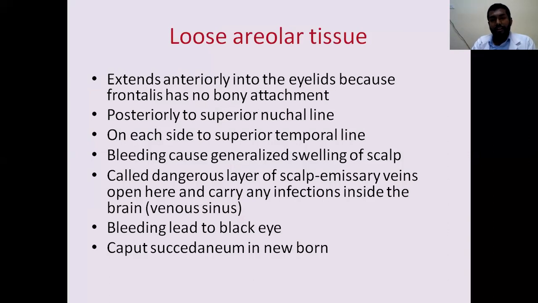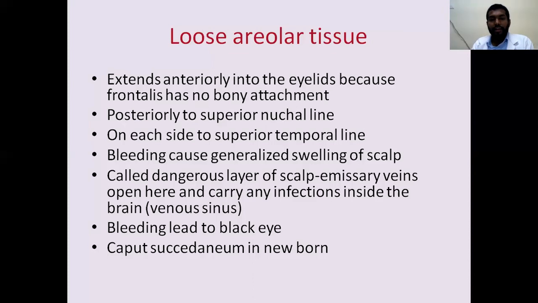What is the loose areolar tissue? It extends anteriorly into the eyelids, because the frontalis has no bony attachment. Posteriorly, once again, it extends to the superior nuchal line, and on each side to the superior temporal line. Bleeding causes generalized swelling of the scalp. This is also called the dangerous area of the scalp. Why? Because the emissary veins open into this loose areolar tissue region, and any infection here because of trauma is carried inside to the brain via the venous sinuses. This is called the dangerous area of the scalp. Emissary veins in the loose areolar tissue carry any infections to the brain. Bleeding can also lead to a black eye because it extends anteriorly up to the eyelids.